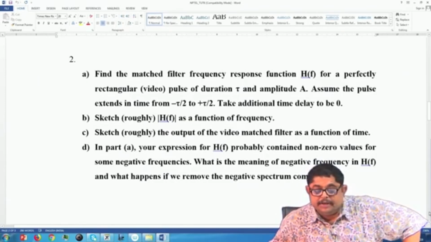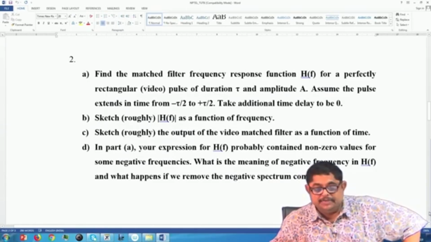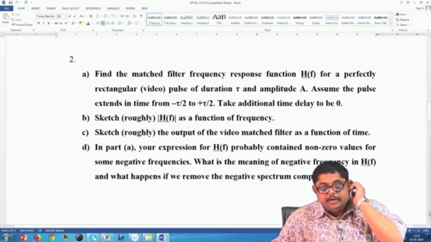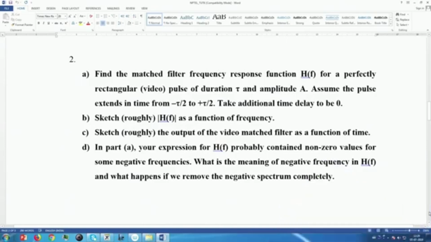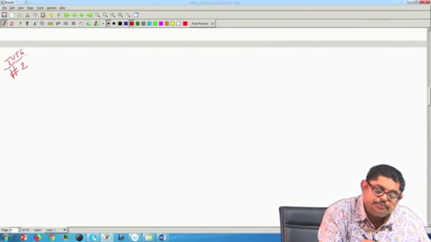In part C, sketch roughly the output of the video matched filter as a function of time. That means the matched filter output. Now, in D, your expression for H(f) probably contains non-zero values for some negative frequencies. What is the meaning of negative frequency in H(f), and what happens if we remove the negative spectrum completely? It's a good conceptual question. So, we will see that. I think this is now problem 2, tutorial 6.